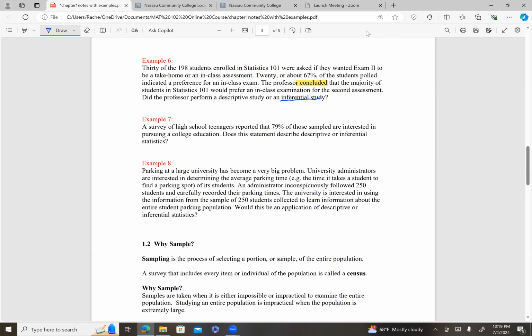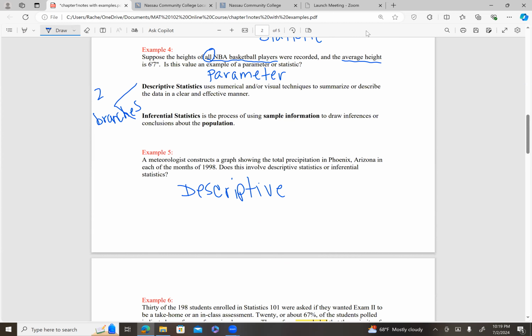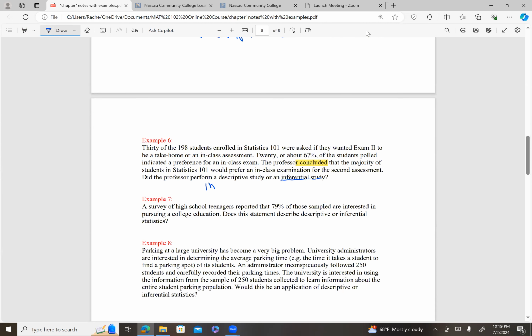And that's the definition, if we look above, of inferential statistics. It's the process of using sample information to draw conclusions about the population. So this is going to be an inferential study.